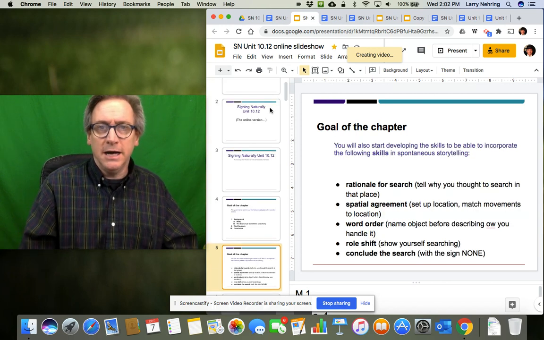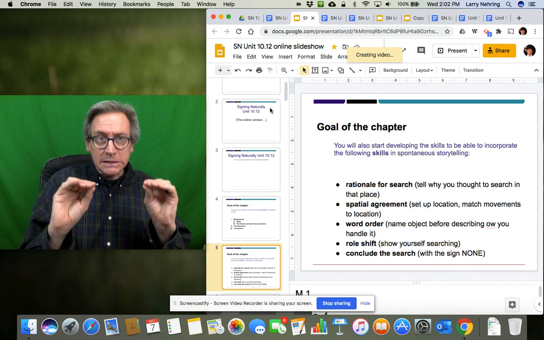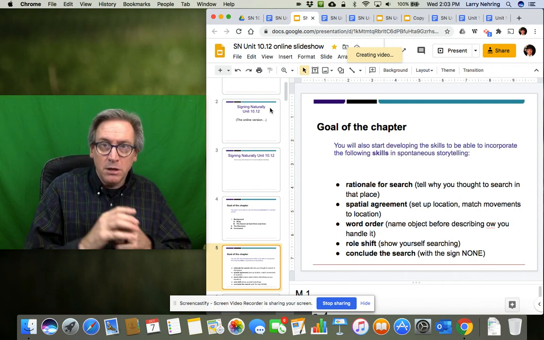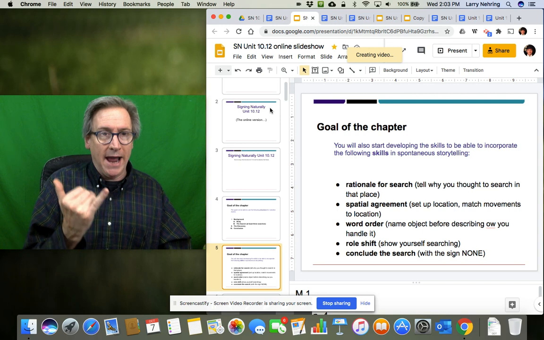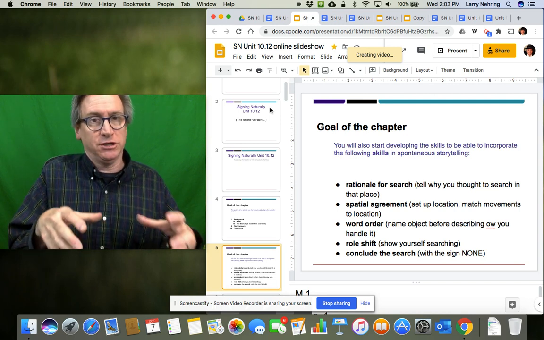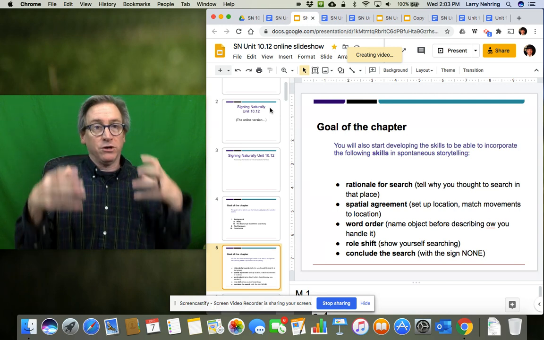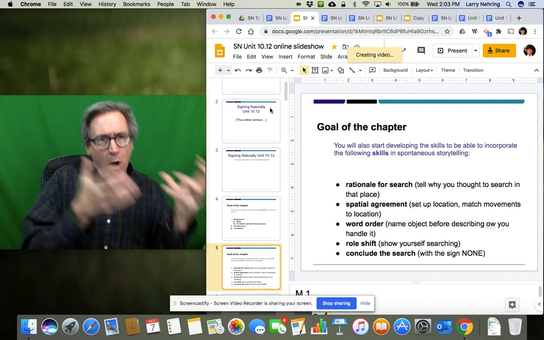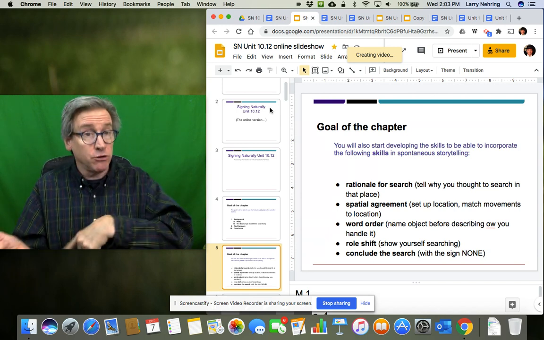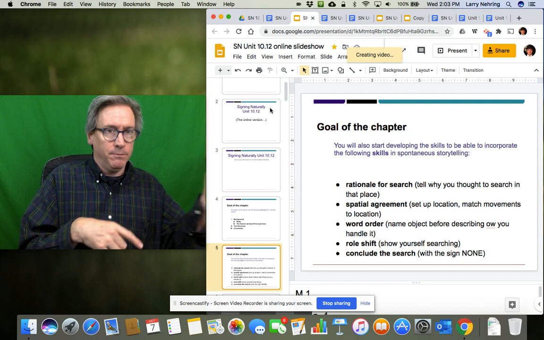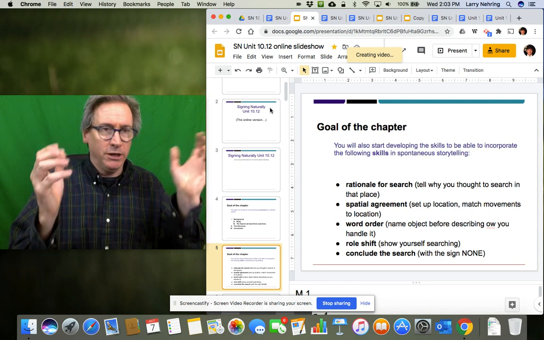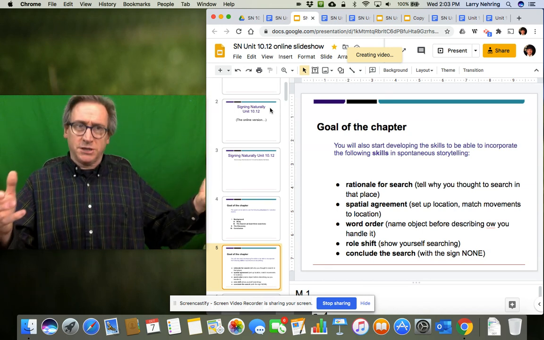Then here are the skills in each section. How do you explain why this is happening? Why this action's going on? The rationale for your search. She loses her sandwich. Why is she looking for it? Because she's hungry, or whatever. Why is Hamlet trying to figure out who killed his dad? Because the ghost came and talked to him.